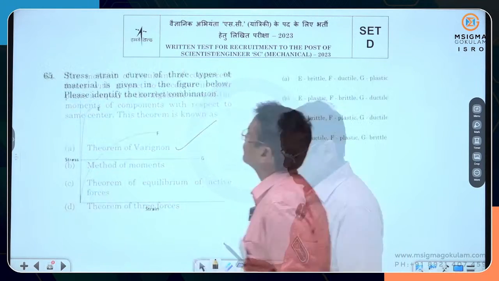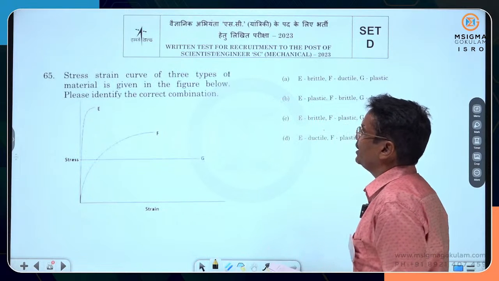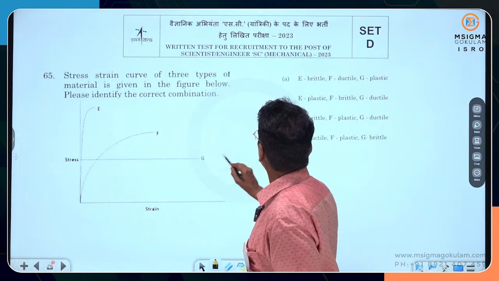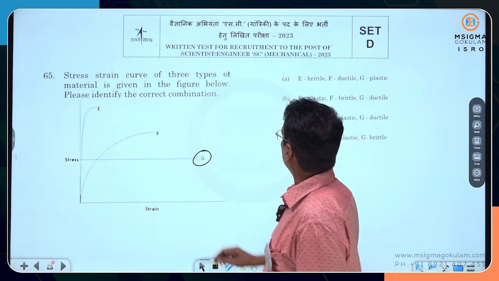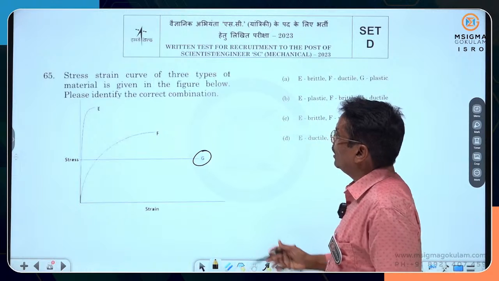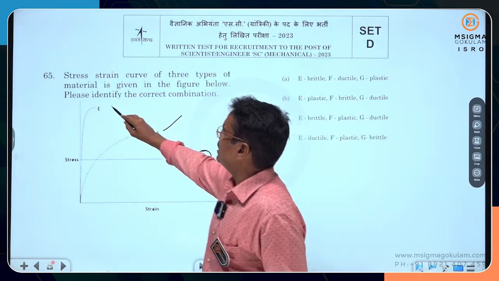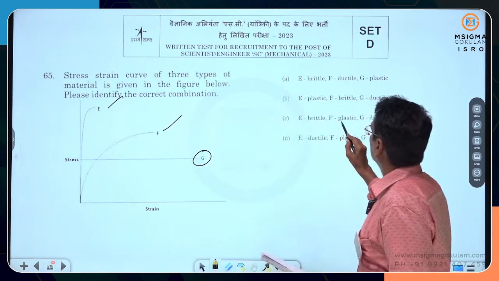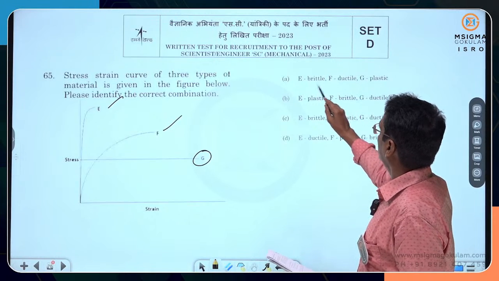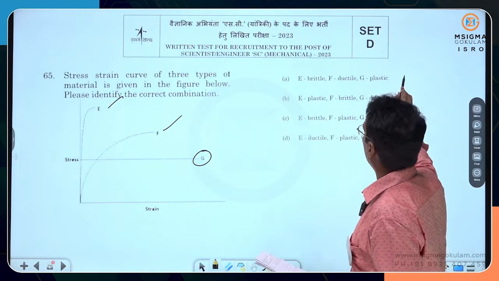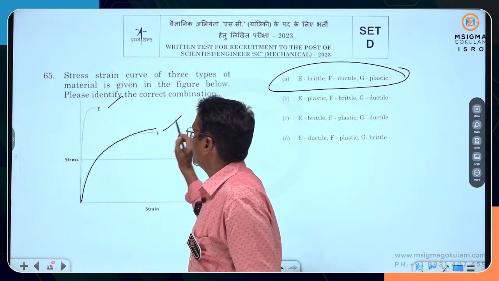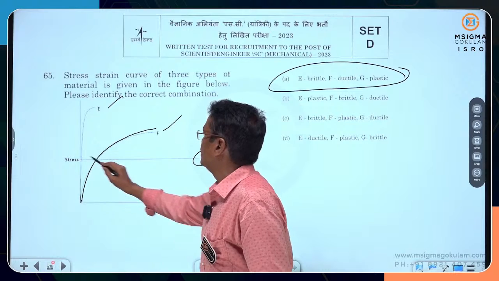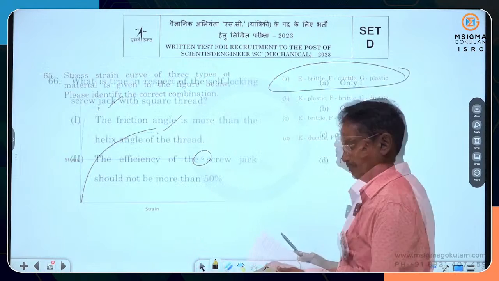A. Stress strain curves of three types are very clearly seen. G is plastic, F is ductile, E is brittle. Answer is A. In this stress strain curve, this is the ductile, this is the brittle, this is the plastic.